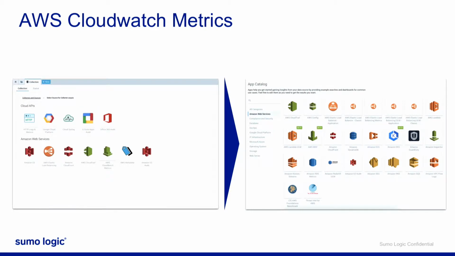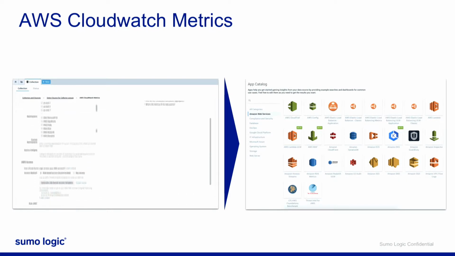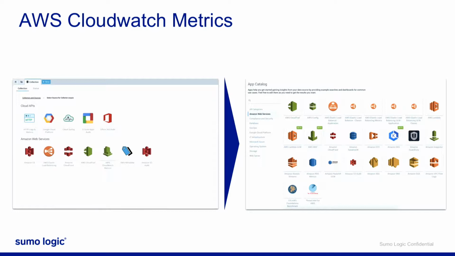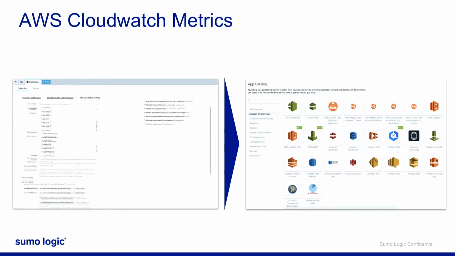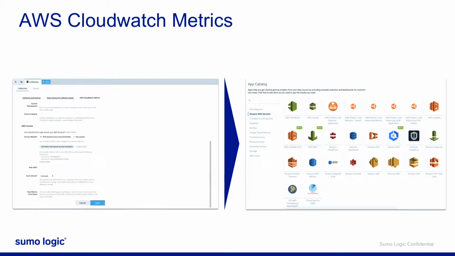I won't go into too much detail on the AWS side, but I just wanted to point out how easy it is to start doing this for your Cloudwatch metrics. Similar sort of process in the UI here. Go to any of your hosted collectors that you've set up in Sumo and simply add a source. And when you add a source, you're going to see a lot of Amazon Web Services icons there, one of which is Cloudwatch metrics. You'll see here in this interface, pick the regions you want to collect from, pick the namespaces you want to collect from.